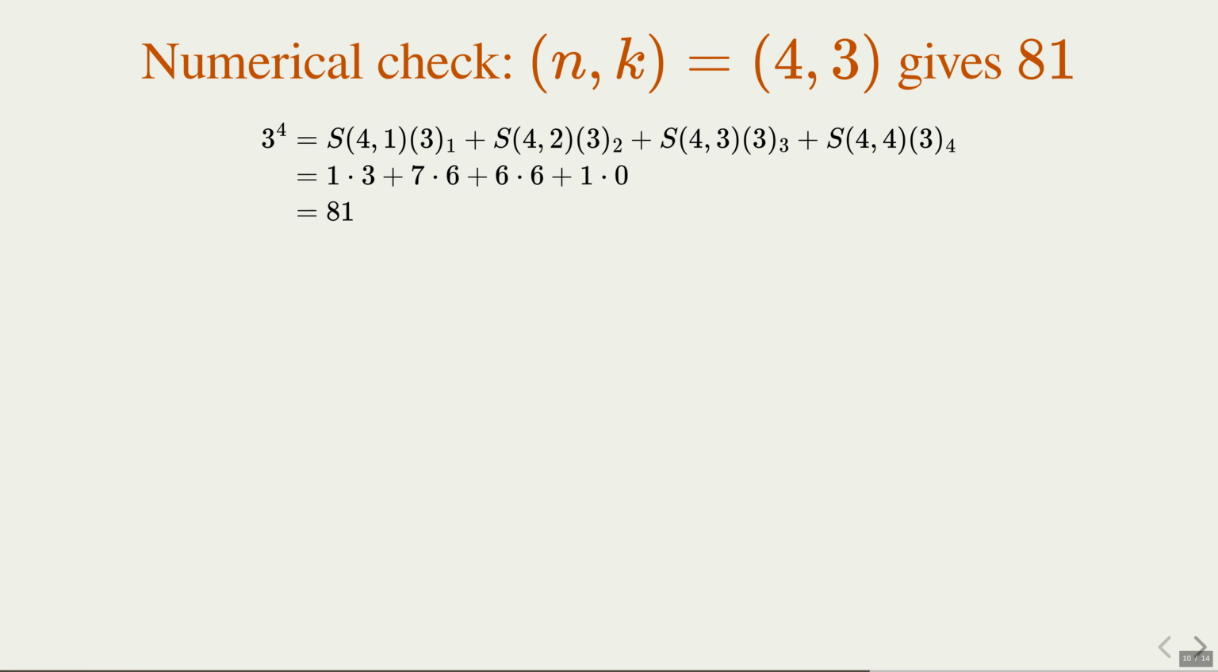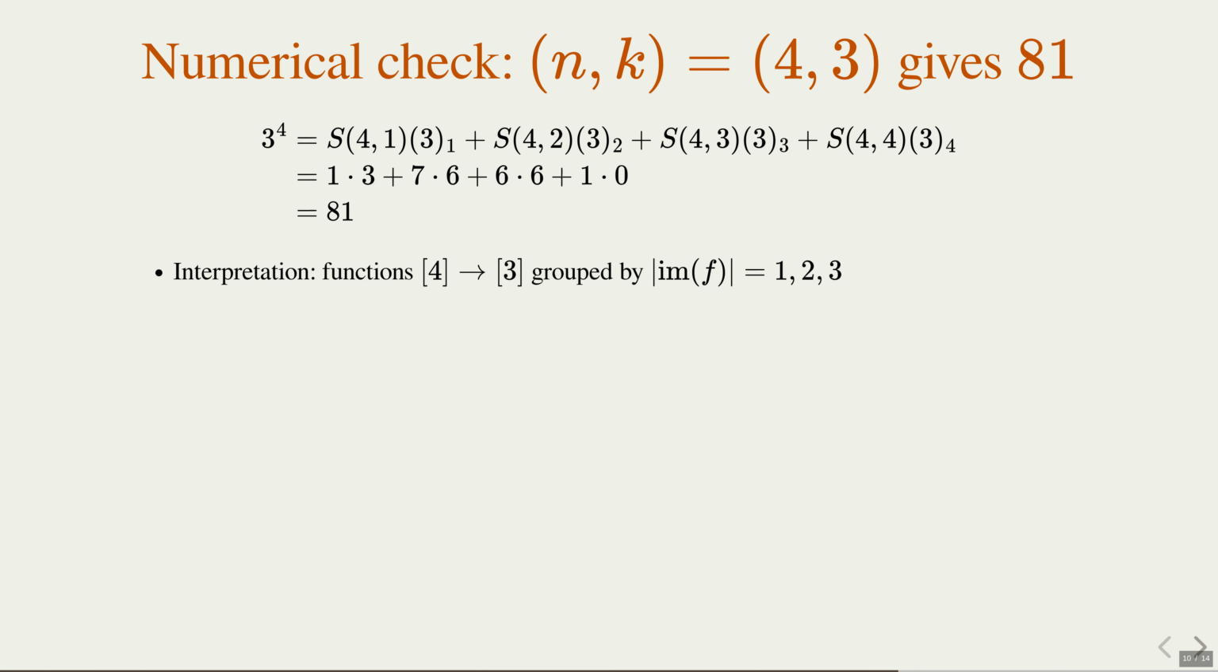Now, a pure numbers check. With 4 inputs and only 3 outputs, the j equals 4 term should vanish automatically, and the rest should sum to 81. You see the story numerically. Stirling numbers give 1, 7, 6, 1, and the falling factorials for k equals 3 give 3, 6, 6, and then 0. So the total is 81 as promised.